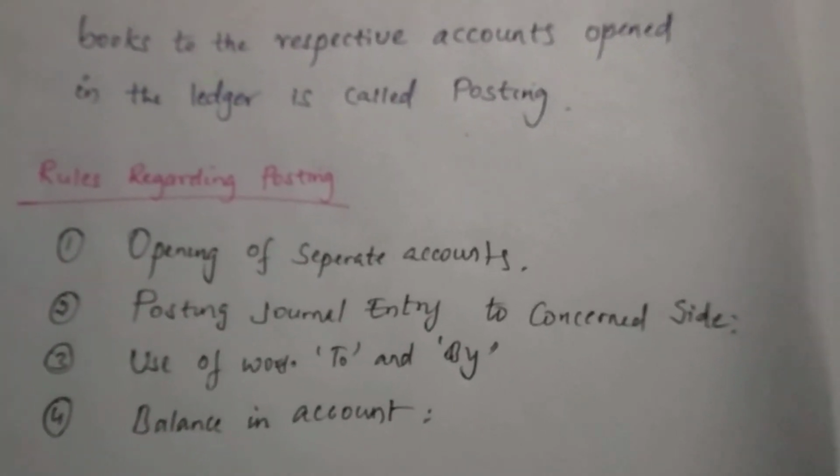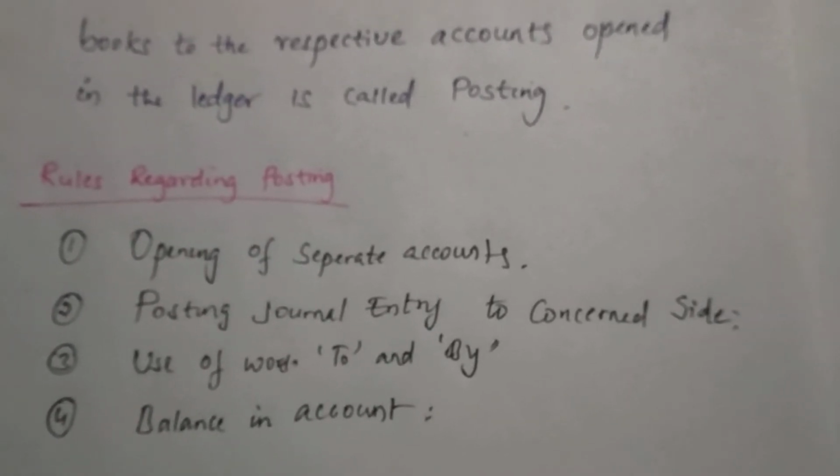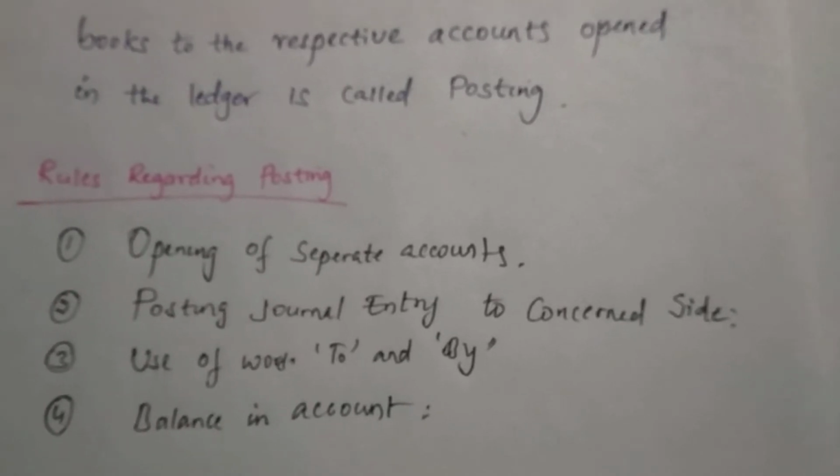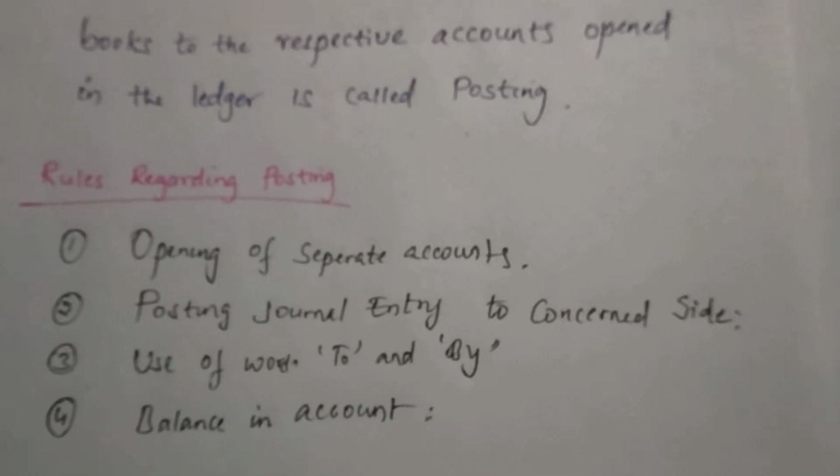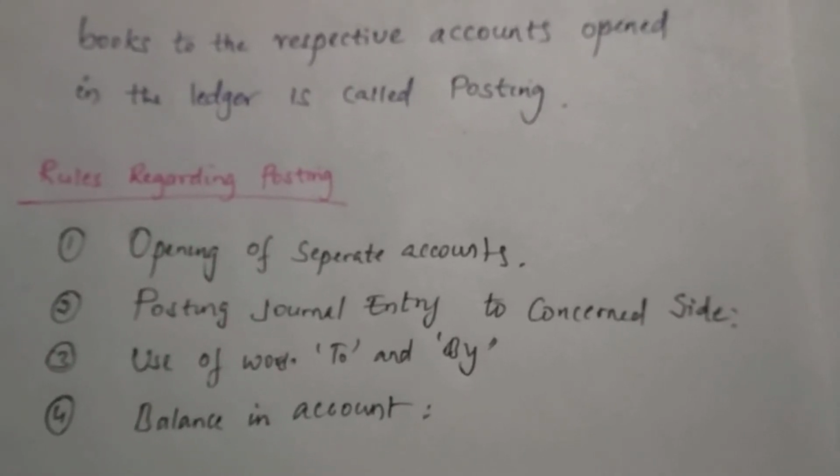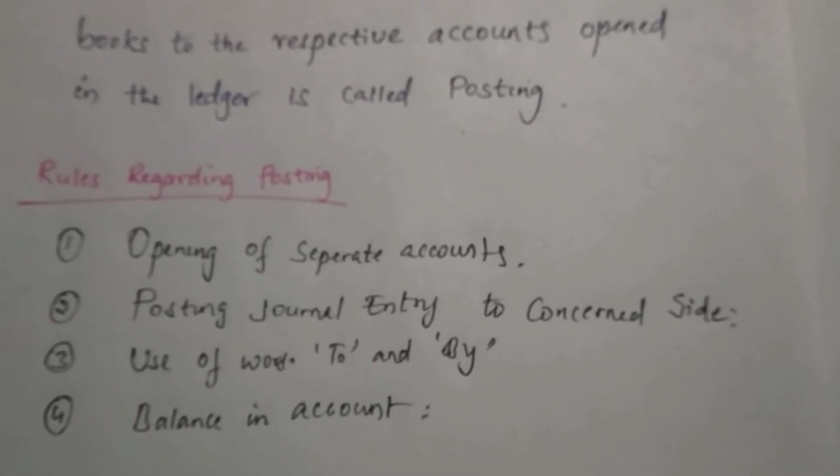The fourth one is balance in account. What does it mean? What is the balance in account? We will be entering the transactions on the left hand side, that is the debit side, and the right hand side, that is the credit side, of the ledger accounts. Then whatever the difference in the totals of the two sides.